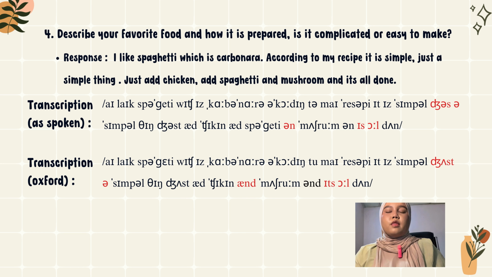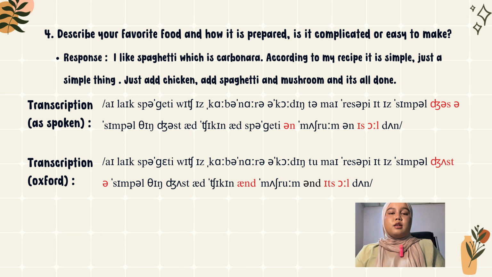So over here, there are a few elisions that occurred. The first one is in the phrase "just a simple thing." Instead of pronouncing "just a," the speaker pronounced it as "just a." The th sound is dropped and omitted. The second one, like before, is in the word "and." So instead of "and mushroom," the speaker pronounced it as "and mushroom."